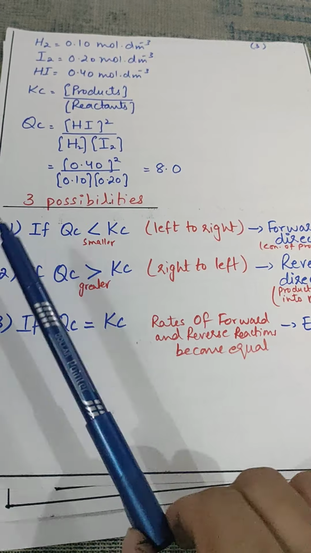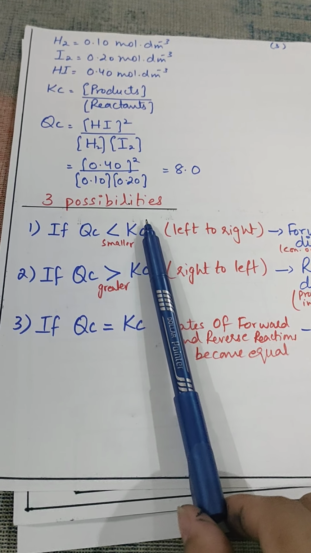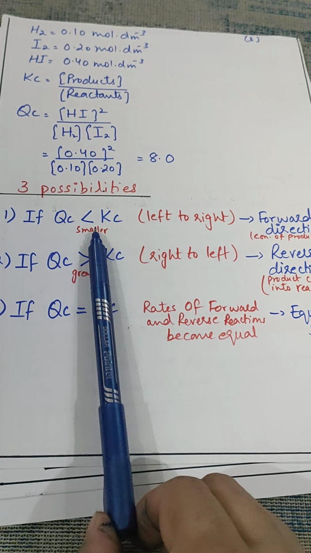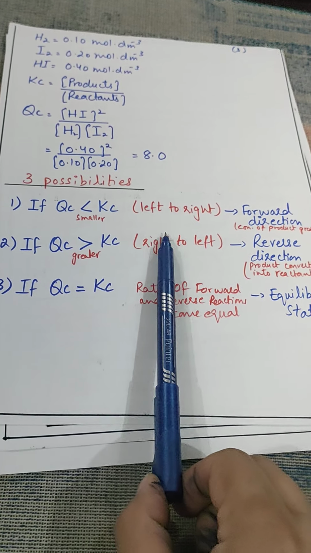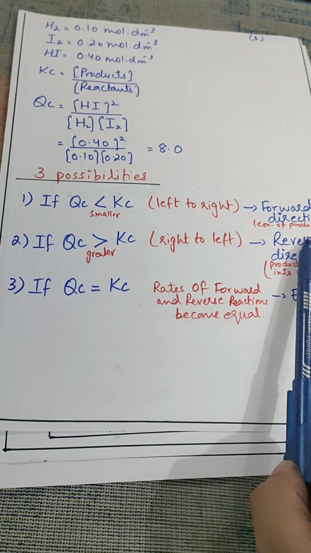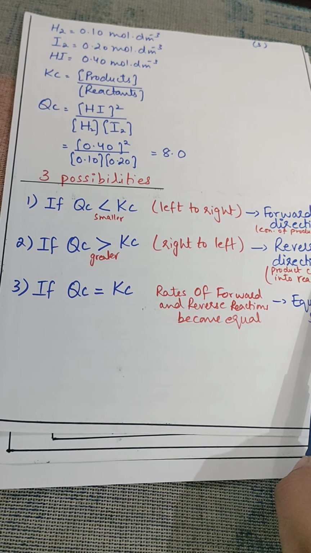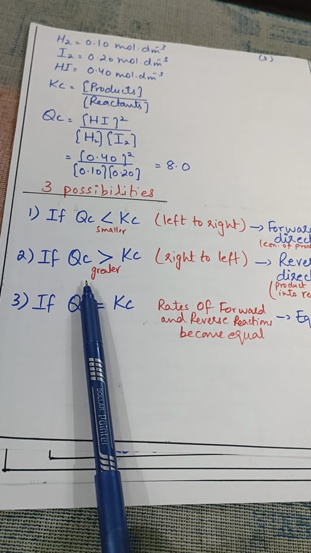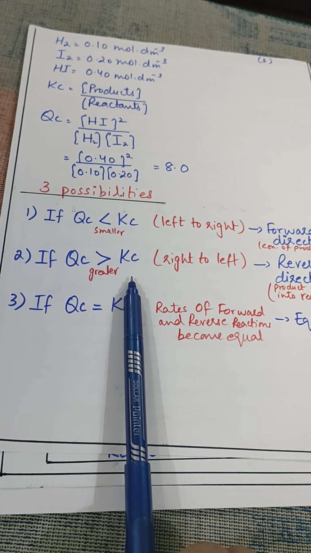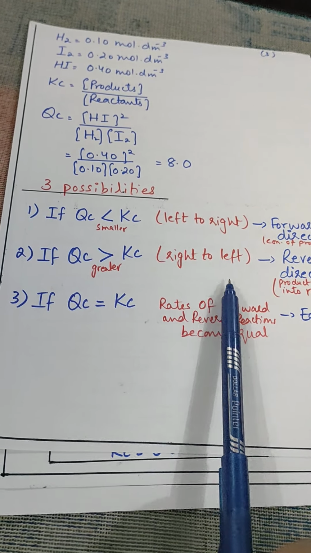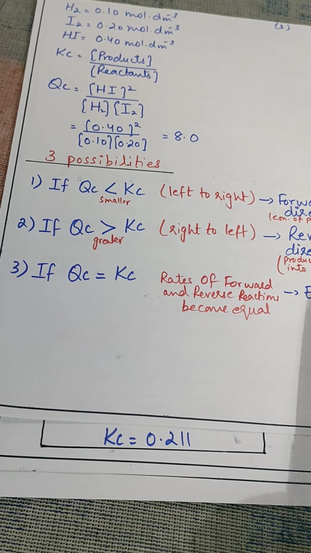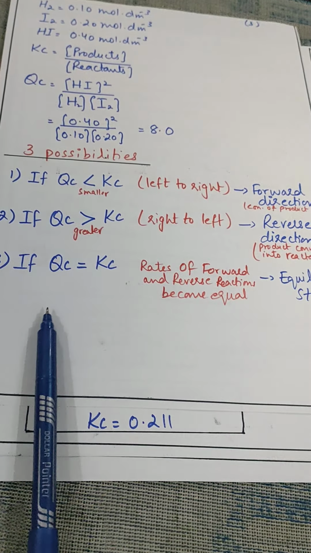So now, for the direction of reaction, there are three possibilities. Number one, if the reaction quotient is lesser than Kc, it means that it will move from left to right, representing the forward direction. It means that the concentration of product is greater over here. Clear? The second possibility, if the reaction quotient, or the Qc, is greater than Kc, it means that it moves from right to left, the reverse direction, in which the products are going to convert into the reactants.